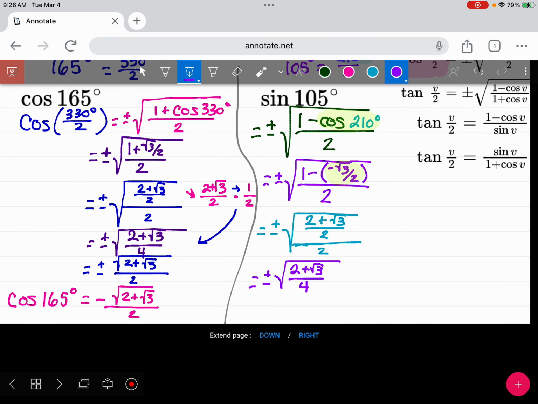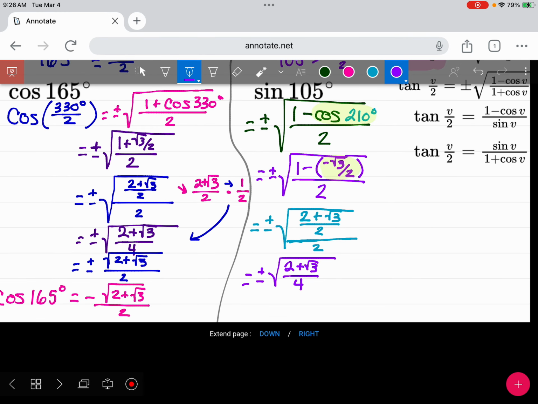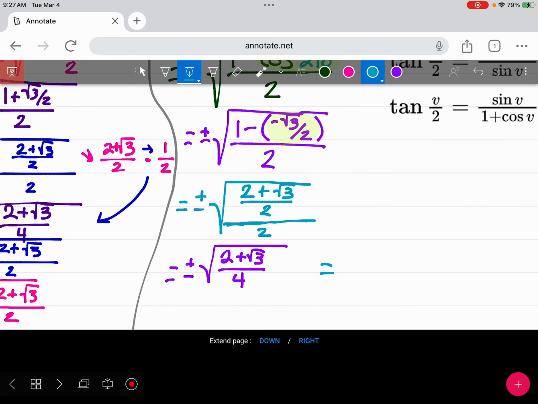So is 105 going to have a positive sign or a negative sign? What quadrant is 105 in? I'm going to say it's in quadrant 2, so our sign's going to be positive. Look at the original 105. So we're going to have our positive, small square root of 2 plus root 3, all over 2. Okay.